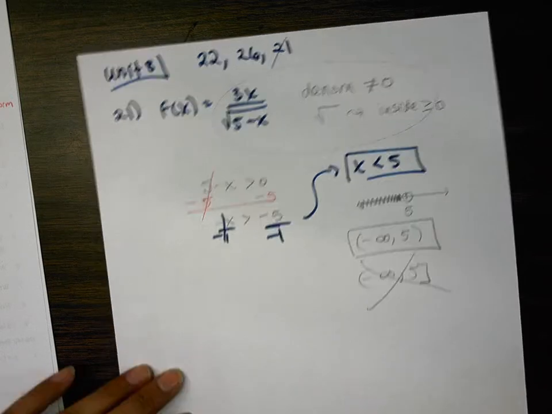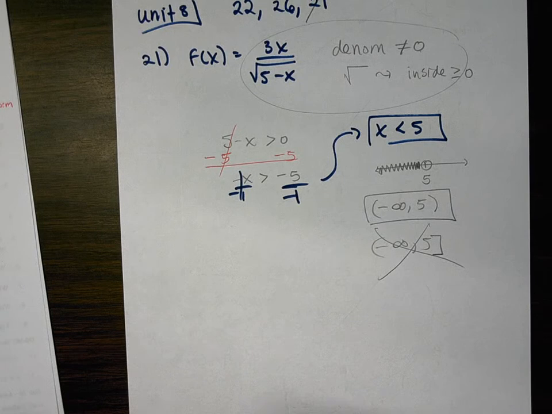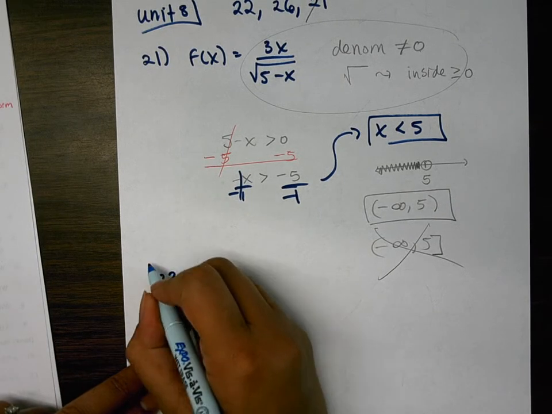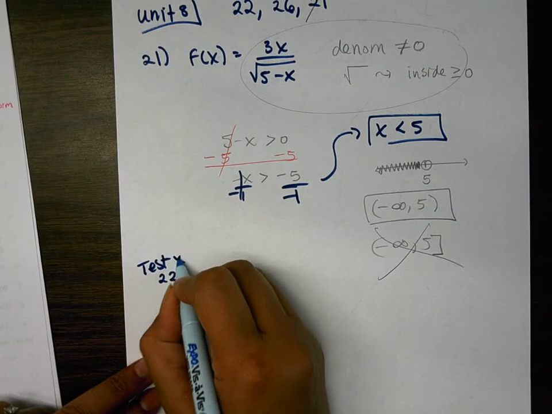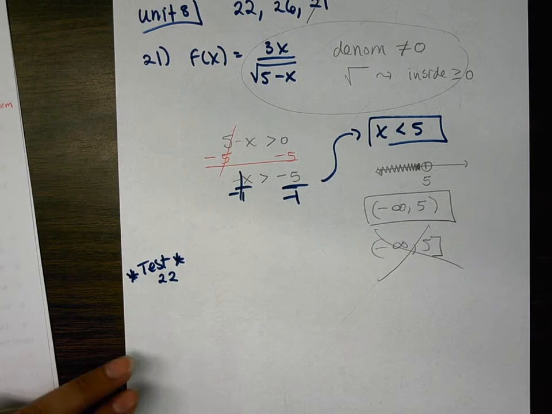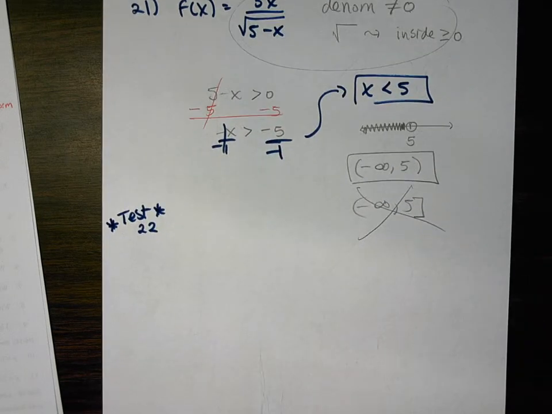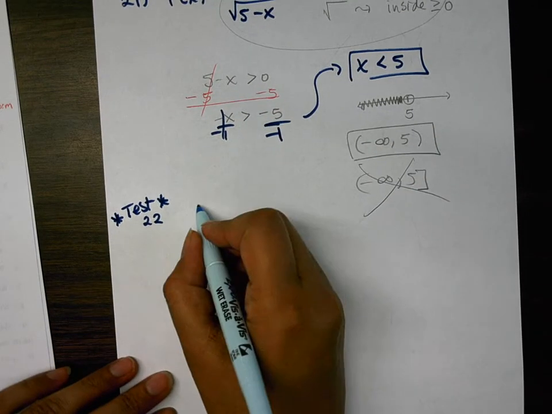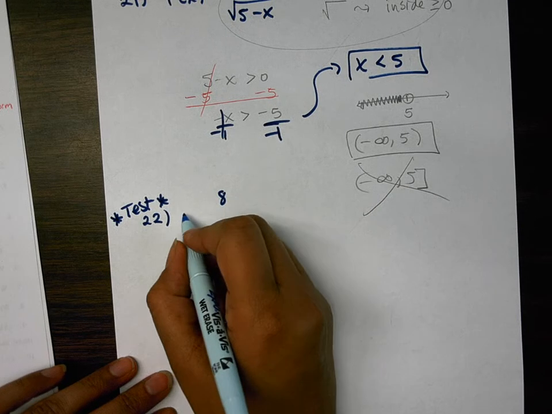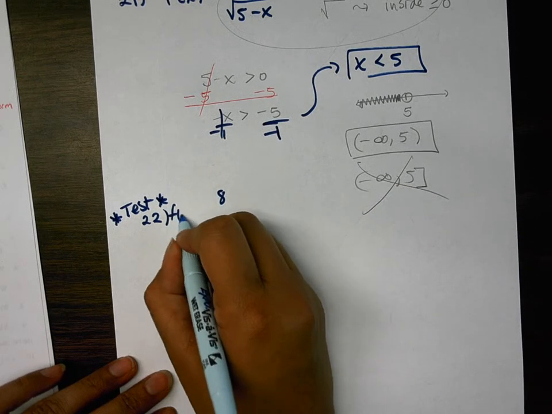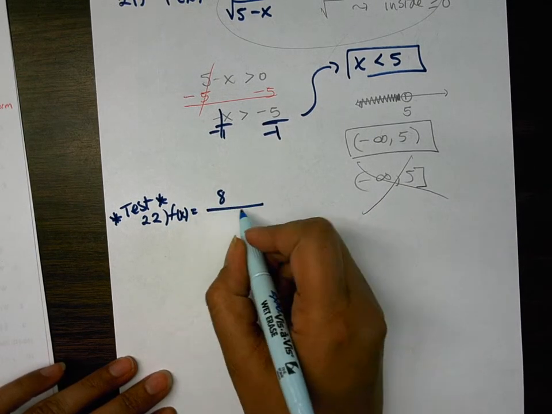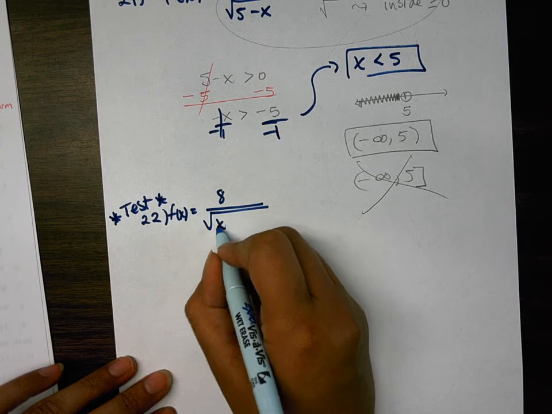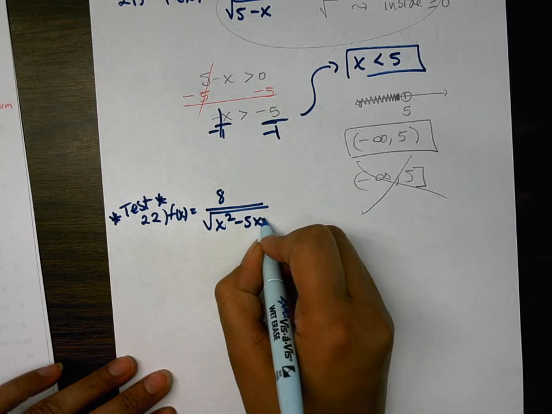22 is a good one. I'm going to pause right here and tell you guys that you need to know this for the test. So if you haven't been paying attention, shame on you, but focus in now because you do need it. All right. f of x equals 8 all over the square root of x squared minus 5x plus 4.